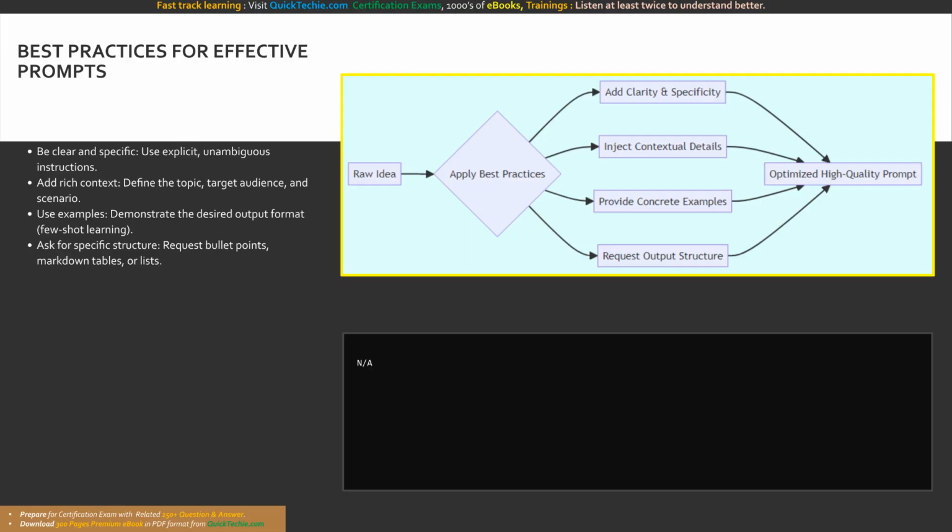First, you must be exceptionally clear and specific. Prompts with explicit, unambiguous instructions will always outperform vague language. Do not just ask the model to write a report. Tell it exactly what the report is about and who the intended audience is.